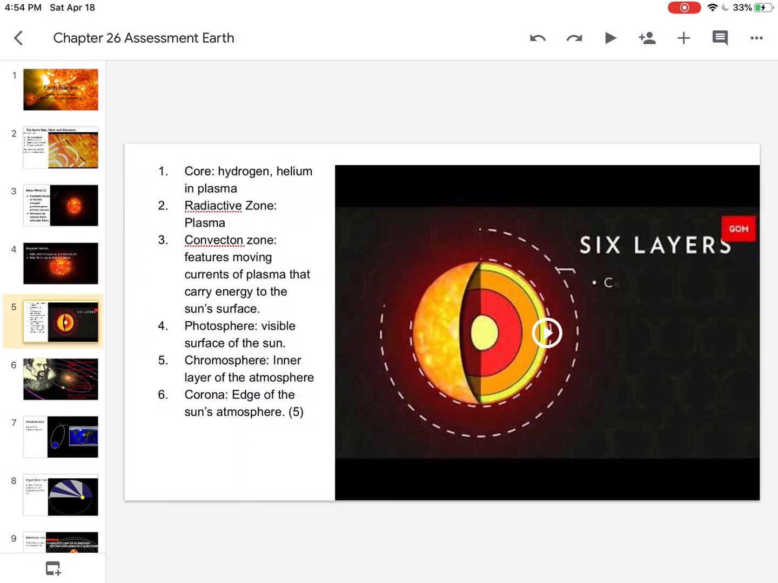Then it's going to ask you about the 6 layers. This is at the bottom of your worksheet. You have the core, hydrogen, helium, and plasma. Then the radioactive zone, plasma. The convection zone features moving currents of plasma that carry energy to the sun's surface. Photosphere, the visible surface of the sun. Chromosphere, the inner layer of the atmosphere. And corona, the edge of the sun's atmosphere.